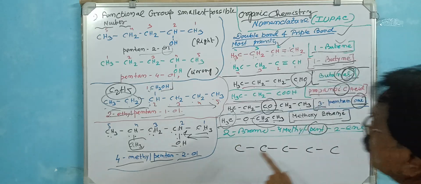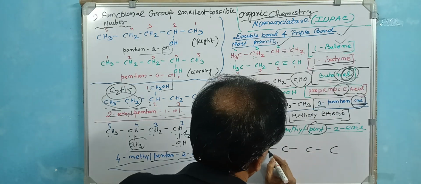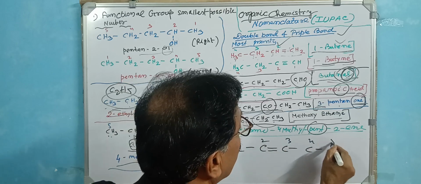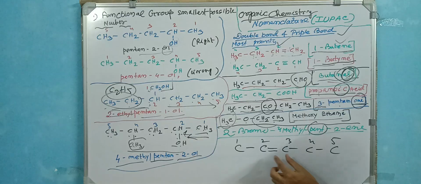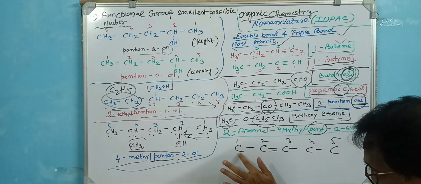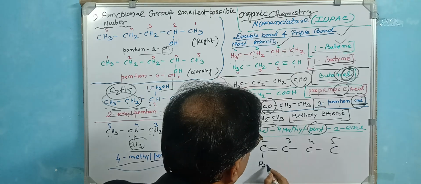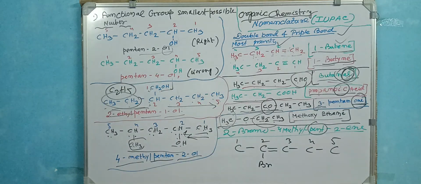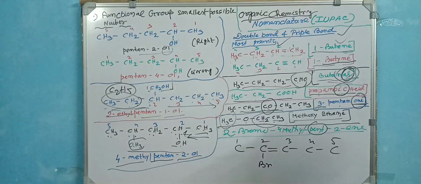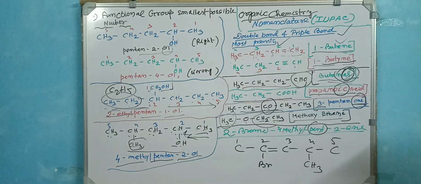Okay. Suppose you start from this side: 1, 2, 3, 4, 5. So the bond is here, second position, first place. This is 1, this is 2, this is 3, this is 4, 5. That means pent-2-yne. 1, 2, 3, 4, 5. Now 2-bromo means this position is Br, and the fourth position is methyl, so this is CH3. In this way you developed a structure.